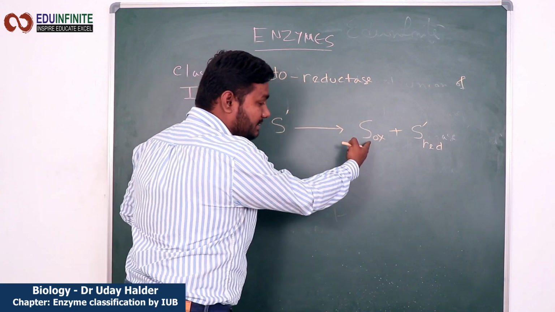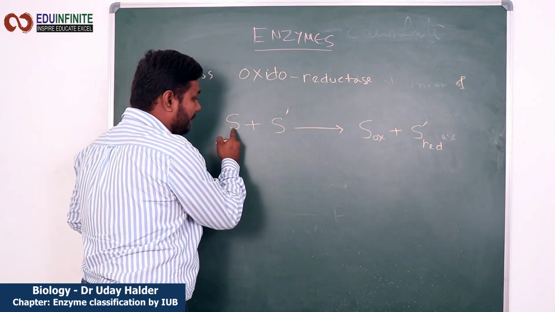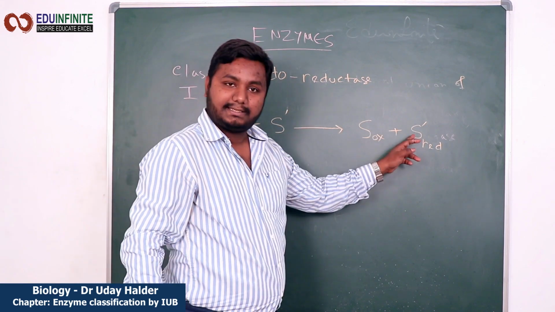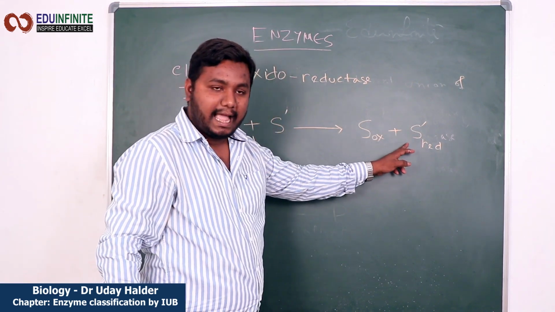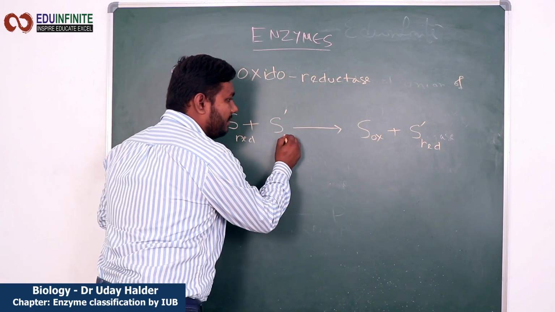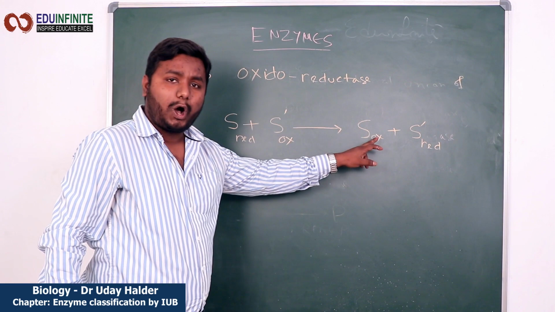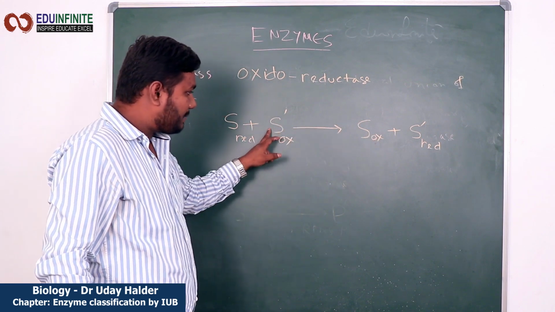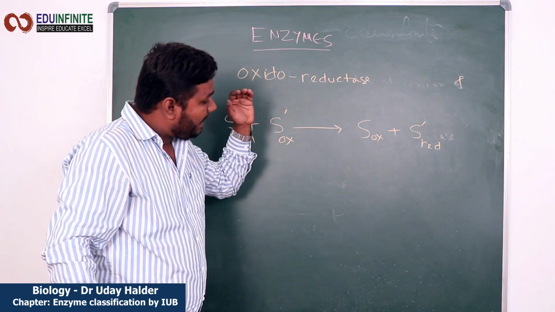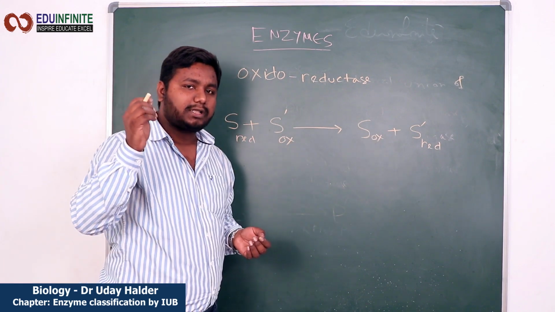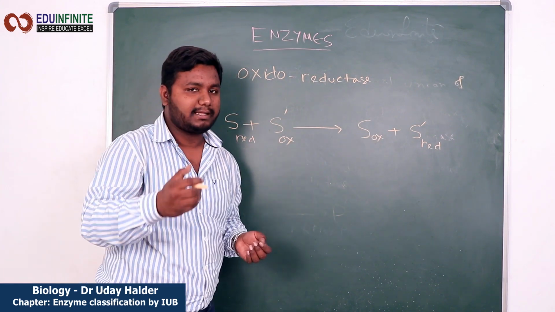So if S is oxidized, that means previously it was in reduced condition, and if S dash is reduced, that means S dash was previously in oxidized condition. So yes, S has been oxidized and another substrate S dash has been reduced. You know from your basic chemistry knowledge that oxidation reduction happens simultaneously.